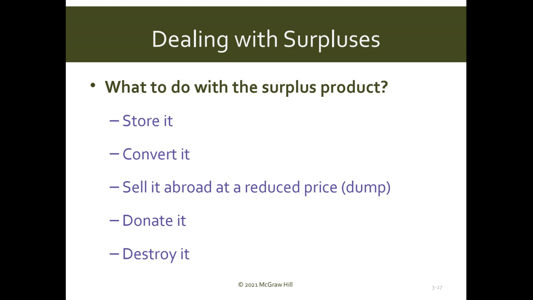Convert it, sell it abroad at a reduced price. This is what we call dumping. I don't know if we'll discuss this or not, but don't worry about that. Dumping simply means when governments or producers are selling their products in another country at a price even lower than their cost of production in order to destroy the foreign market. So that is considered illegal. Donate it and sometimes destroy it as well. So that they simply destroy.